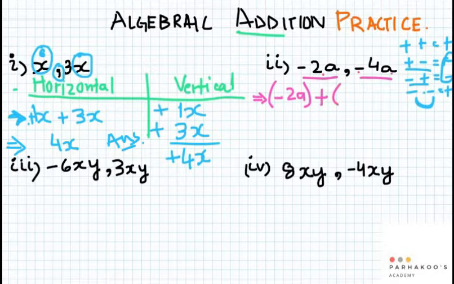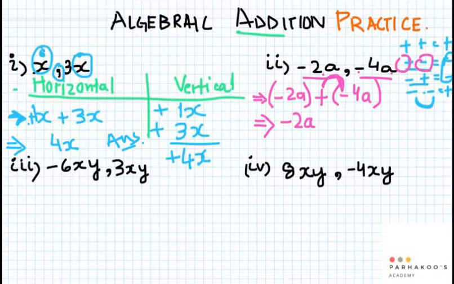plus minus 4a. Now we need to simplify it. It's minus 2a. These two signs are getting multiplied together. Plus minus is minus. So minus 4a.